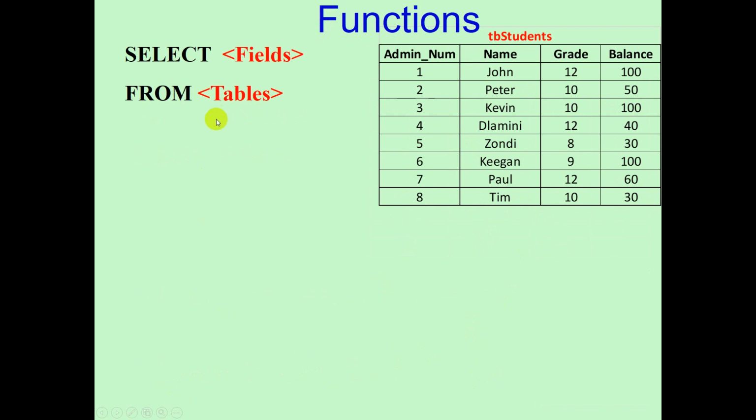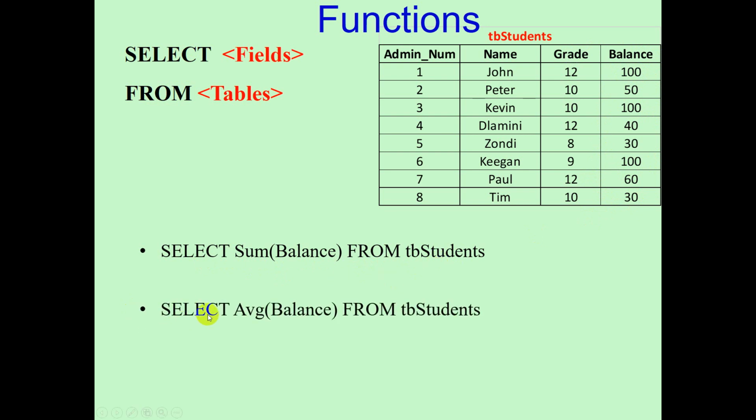Let's look at some functions. We're going to look at some simple functions to start off with. If we say select sum of balance, it will find the sum, the total owing of all the students. And notice we say select the function sum with the field name from table name table students. Take another function, average. Select AVG, which stands for average, of balance from students. It will go and find the average of the balance column or balance field.